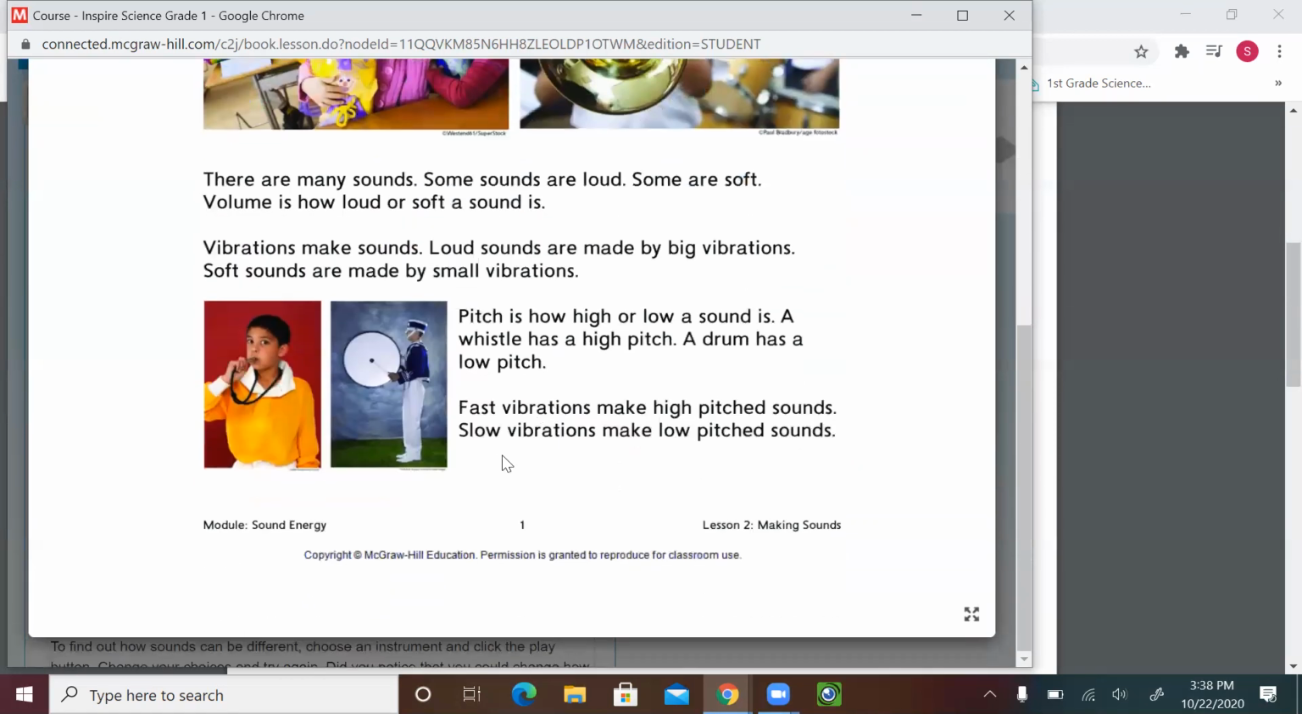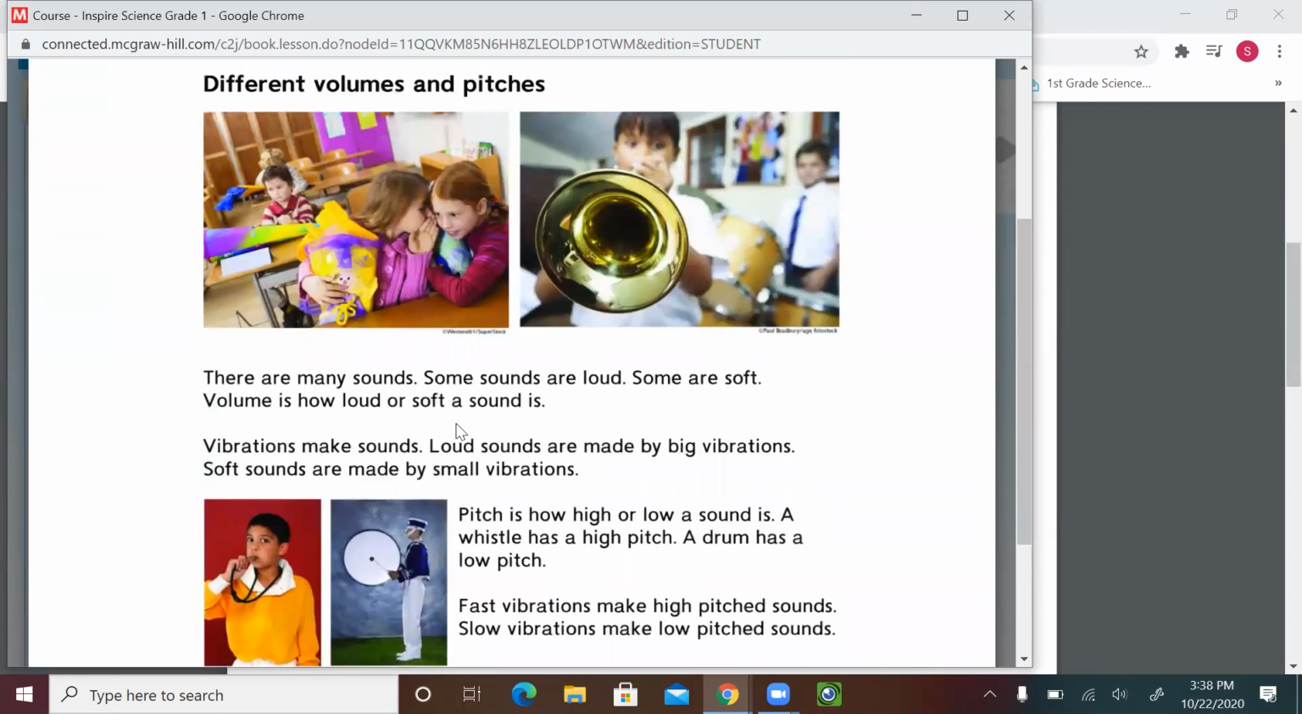So, one more time. Remember, we need to draw a line from the two words on the left to the definitions. So I'm going to read the definitions again so you will remember to do that.